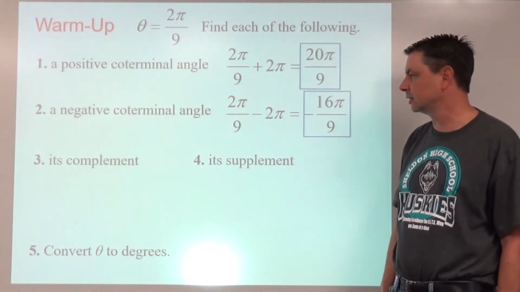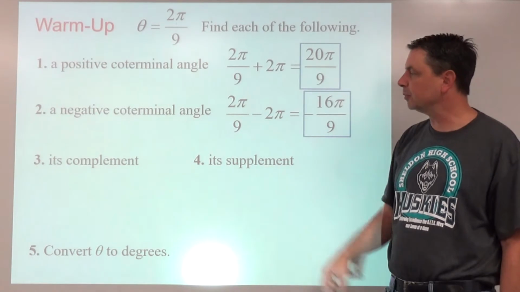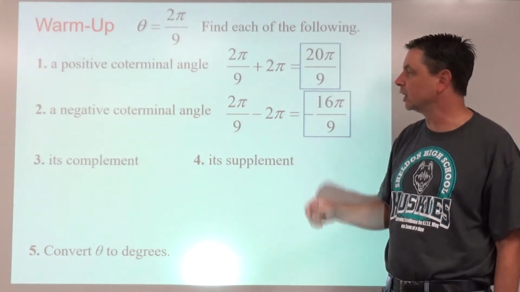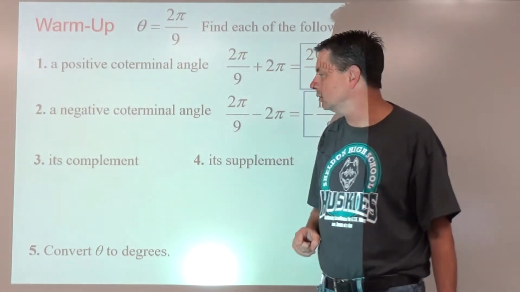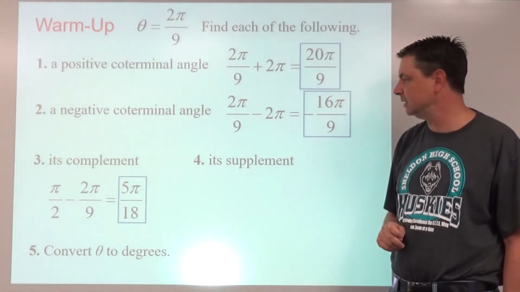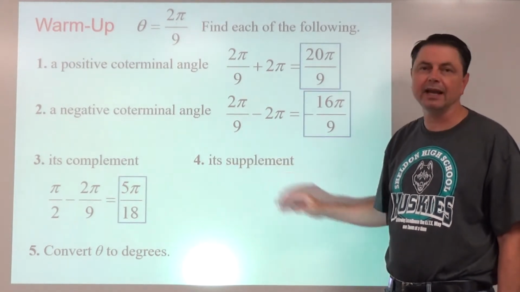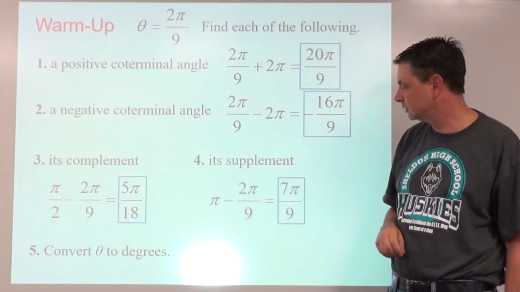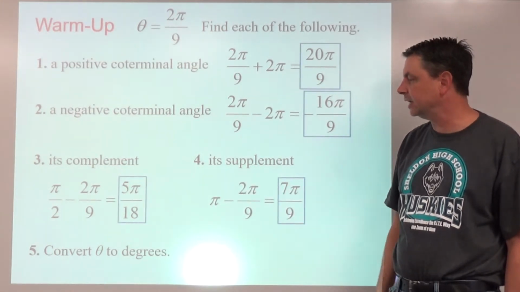that you're desiring. As far as the complement, remember complement has to add up to be pi over 2, so if we go pi over 2 minus our angle, we'll get 5 pi over 18. The supplement adds to be pi, so pi minus our angle, 7 pi over 9.